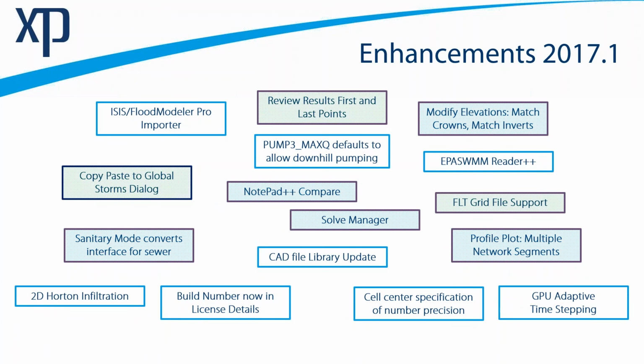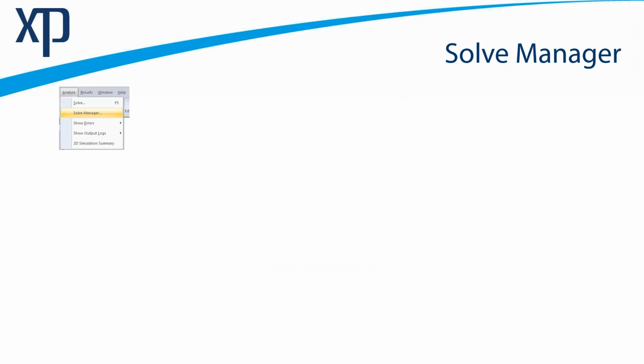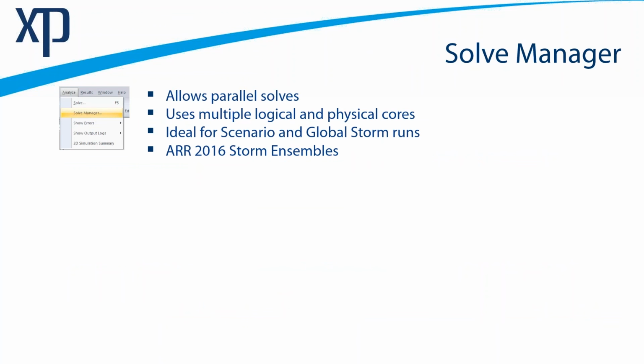It tells you all of the changes that are made to the software, from enhancements through to all of the software maintenance and updates. Now, the Solve Manager is accessed under the Analyze menu, and as I had alluded to, it allows parallel solves. So if you've got multiple processors on your computer or a single processor with multiple cores, it can use your multiple logical and physical cores. So this is really ideal when you think about the scenario manager or the global storms, in that there's a batch of storms to run.